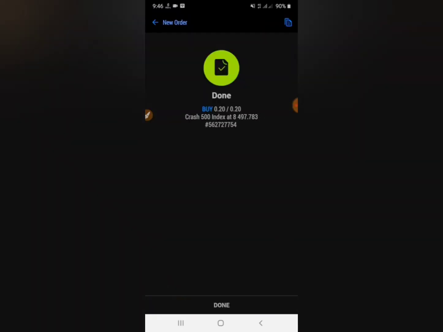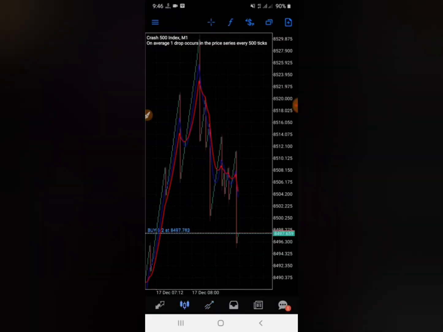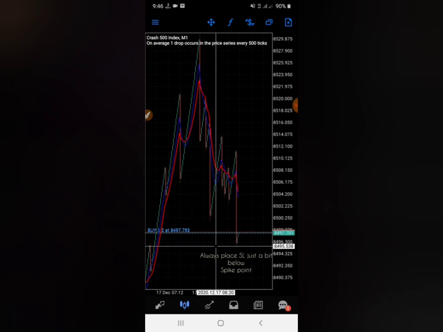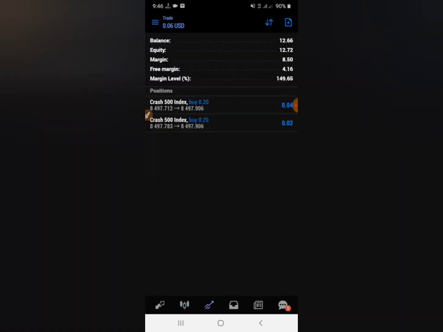That's how much loss you're going to get. It's not going to close you at the exact current market price at which you place a stop loss. So it does not respect the stop loss. It's very risky, but hey, more risks, more positive potentials, right?